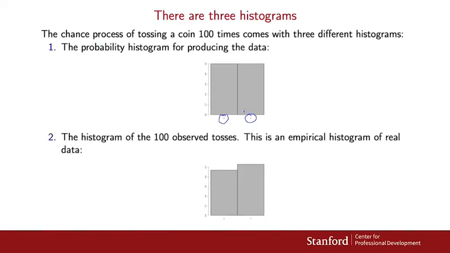After we simulate 100 tosses, we have actual data. For example, we could end up with 47 heads and 53 tails. Then we can make a histogram of those data, and the histogram looks like this one. So you see that this histogram looks quite similar to the probability histogram in the first step, but it's a little bit different because the 100 tosses involve a chance process.